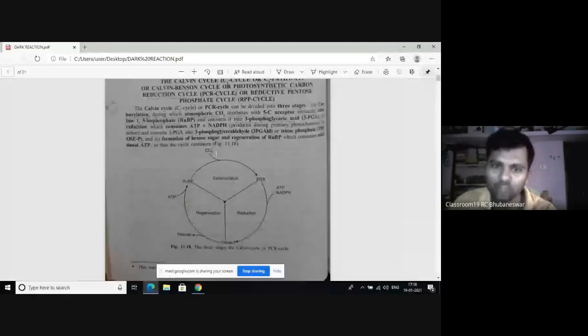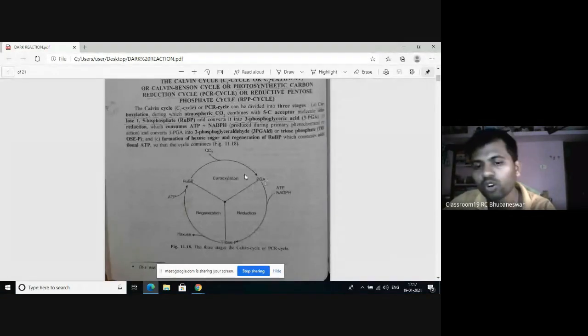In the carboxylative phase, carbon dioxide first comes and reacts with RuBP. Carbon dioxide contains 1 carbon atom, RuBP contains 5 carbon atoms. Carbon dioxide and RuBP combine to form a 6 carbon unstable compound. It splits into 2 molecules of a 3 carbon compound known as phosphoglyceric acid.